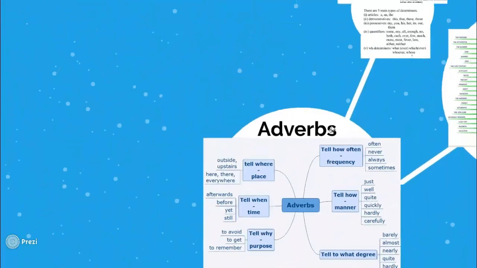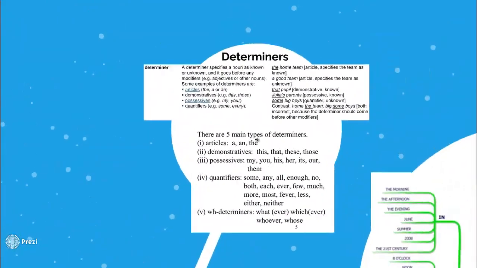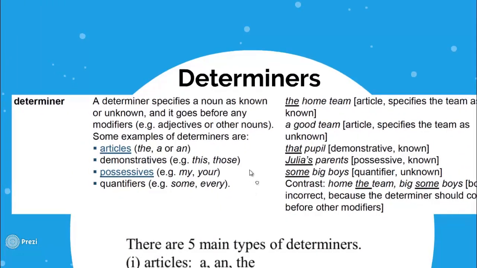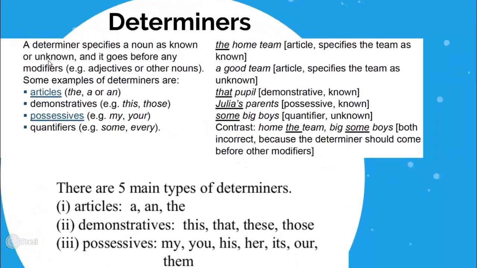After we have discovered this, there's actually a really interesting topic here: the determiners. So, what is a determiner? A determiner specifies a noun as known or unknown, and it goes before any modifiers, for example, adjectives or other nouns. Some examples of determiners are the articles, like the, a, or an, the demonstratives, like these or those, the possessives, like my or your, and the quantifiers, like some or every.